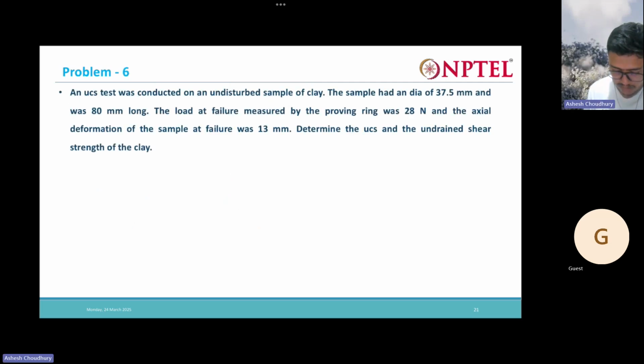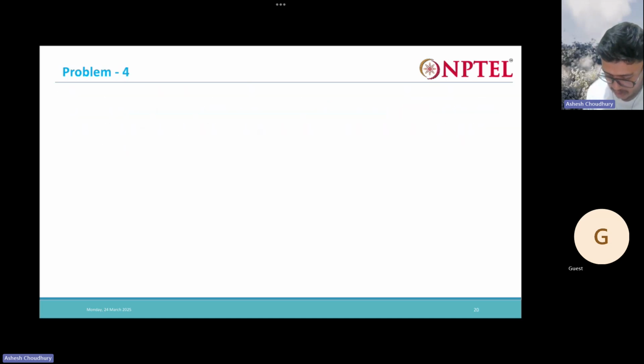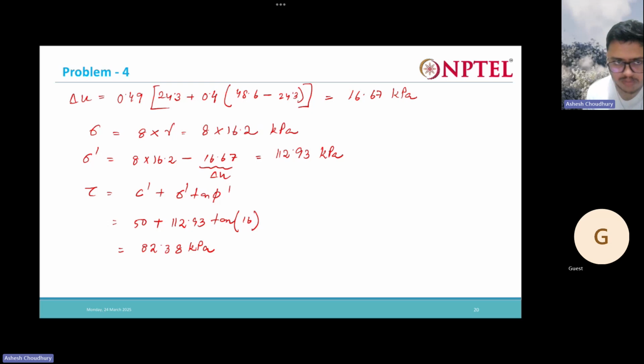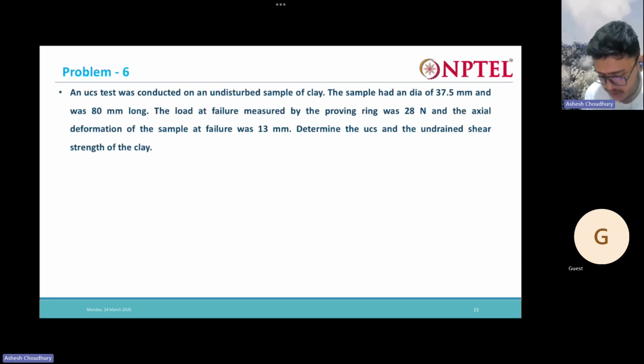Now there was one more problem. Maybe probably I removed it. Okay, so let's skip to problem 6. There was one more problem, probably problem 5, which I had put, but I think later I removed it due to some reason. So we'll see that later. So let us go to this.